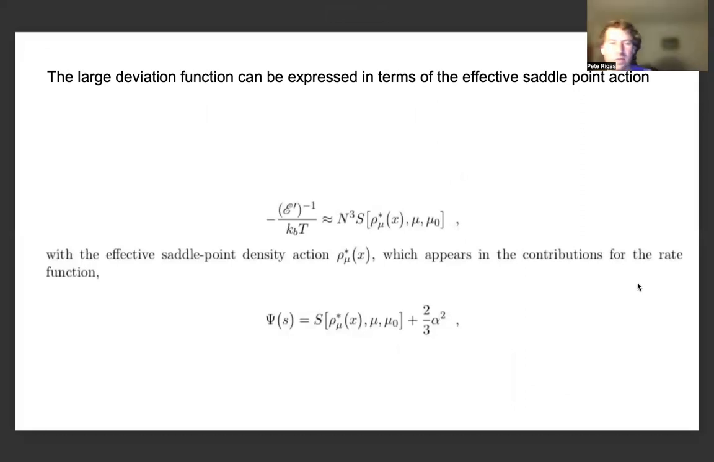And the large deviation function that we've been mentioning several times throughout this presentation can be approximated by the fact that the power of the exponent, which we use to define the probability measure of the Riesz gas, for k equal to -1, can approximately be given by n cubed times the effective saddle point action, where rho mu star of x denotes the saddle point density, and the rate function can be expressed in terms of a contribution from the effective saddle point action in a 2/3 alpha squared term.